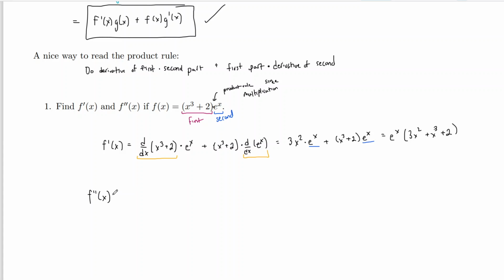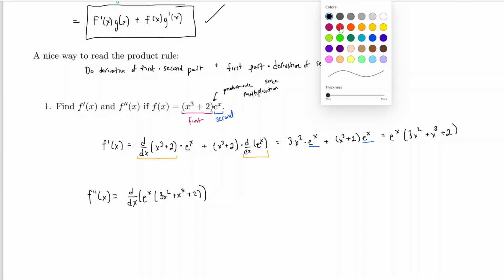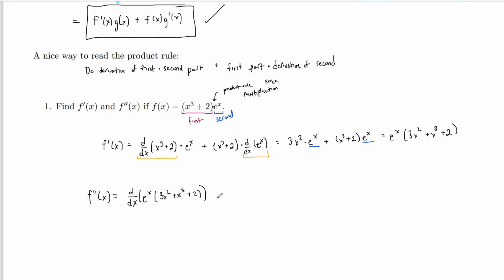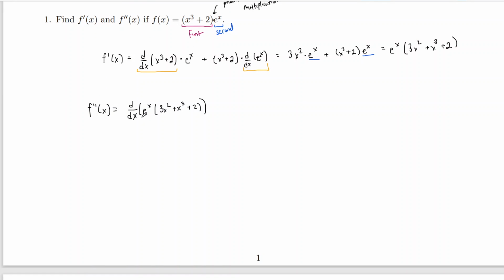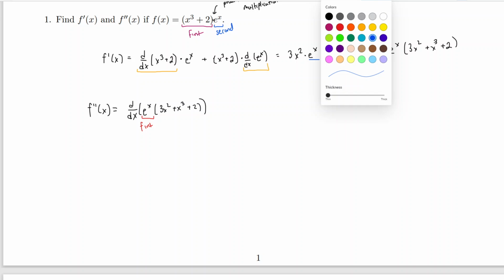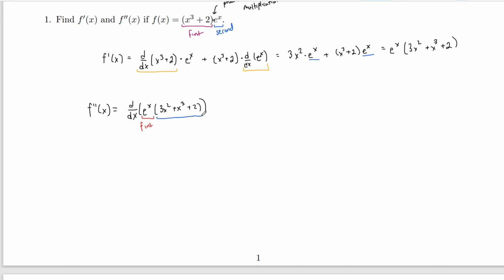Now for the second derivative, we want to do the derivative of the first derivative. So visually, we're asking to do the derivative of what's right there: e to the x times 3x squared plus x cubed plus 2. And just like when we did the first derivative, I like to point out what the first and second parts are. The way I have it written, the first part is e to the x. The second part is these 3x squared plus x cubed plus 2.